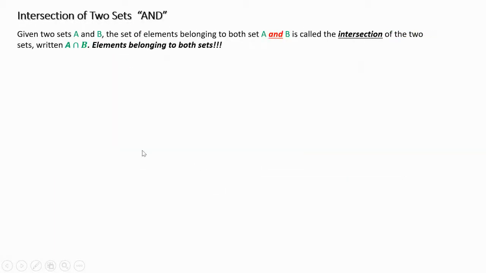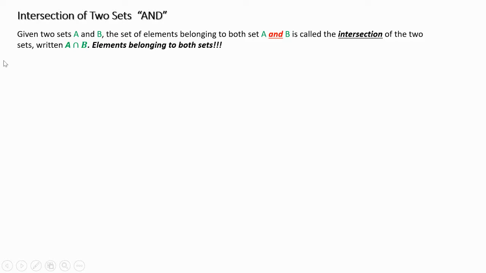Okay. Now, given two sets, A and B, the set of elements belonging to both A and B is called the intersection. Intersection means and. It stands for and, because it's A and B, they both have to be there to be true. It's called the intersection of two sets, and this is the notation, written as A intersect B. This means elements belonging to both sets.